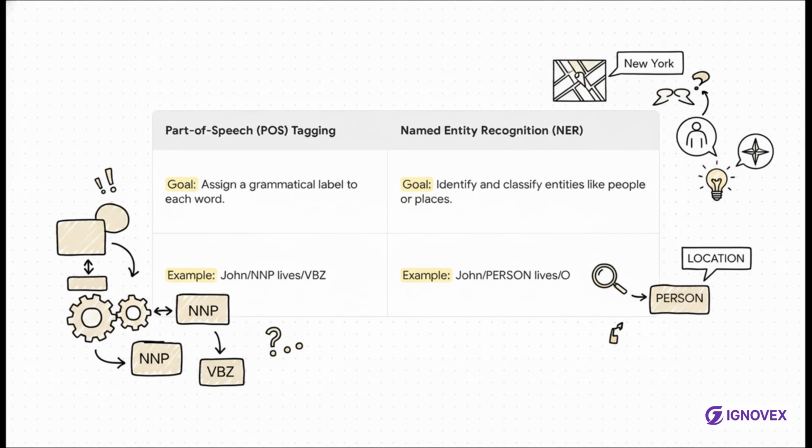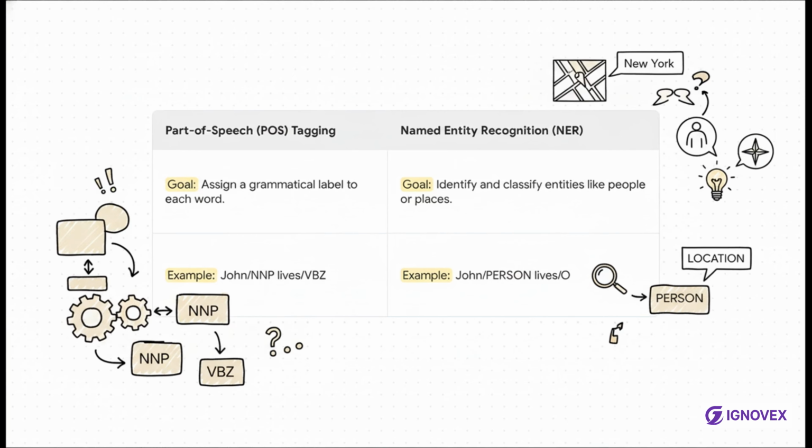And this is where it gets really interesting, because the same sentence can mean different things depending on what you're looking for. Check this out. On the left, you've got part of speech tagging. This is all about grammar, right? It labels John as a proper noun. But on the right, you have named entity recognition, or NER. It's focused on meaning. It sees John as a person, and crucially, New York as a single location.